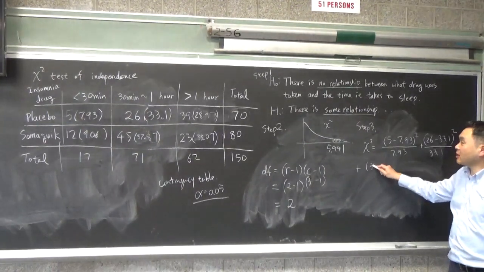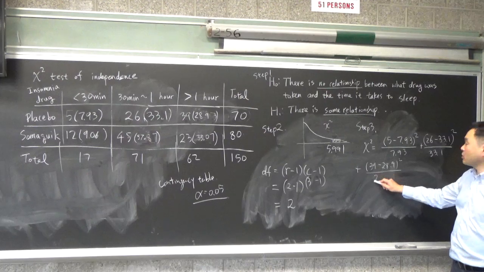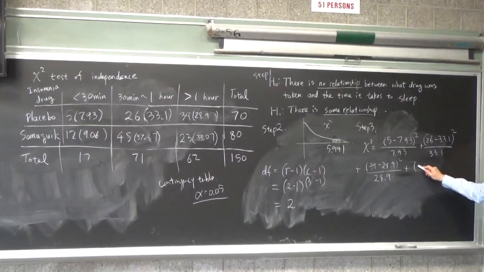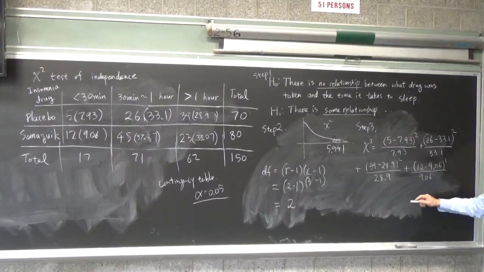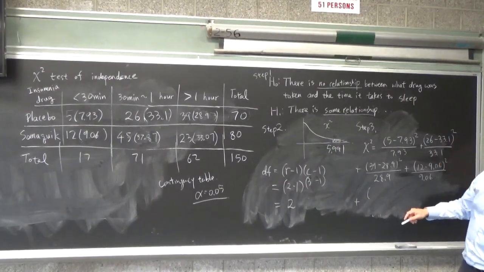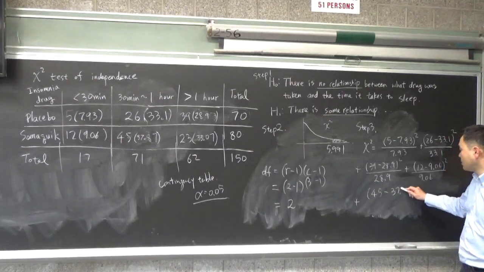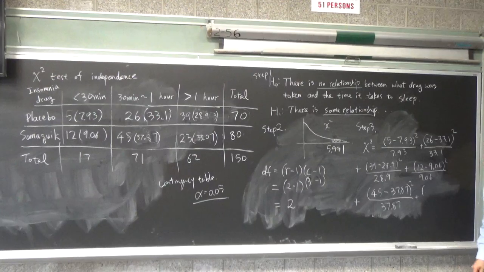plus 39 minus 28.9 squared over 28.9, plus 12 minus 9.06 squared divided by 9.06, plus 45 minus 37.87 squared over 37.87, plus 23 minus 33.07 squared divided by 33.07. You do this computation, okay?